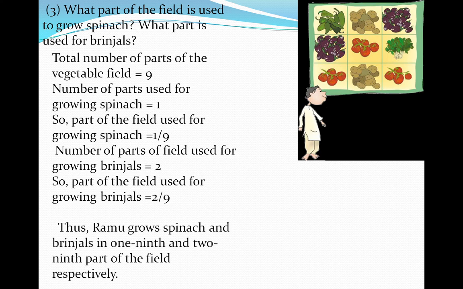Thus, Ramu grows spinach and brinjals in 1/9 and 2/9 part of the field respectively. That means Ramu grows spinach in 1/9 part of the field and Ramu grows brinjals in 2/9 part of the field.